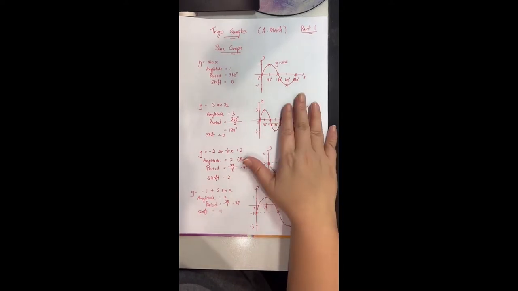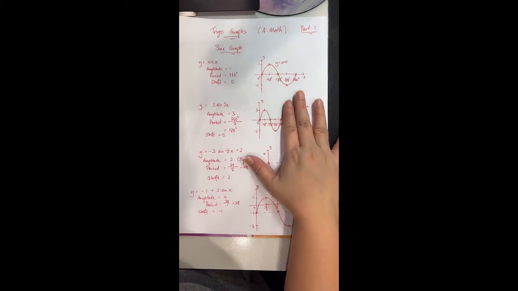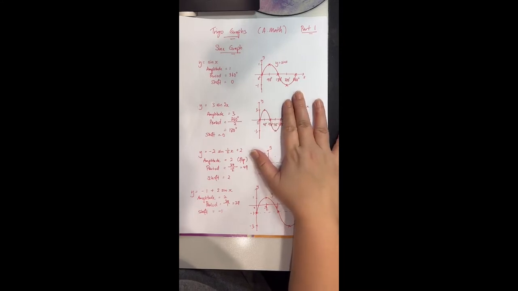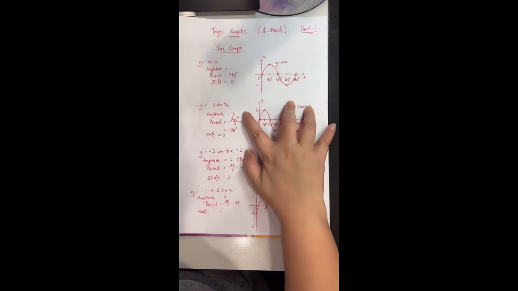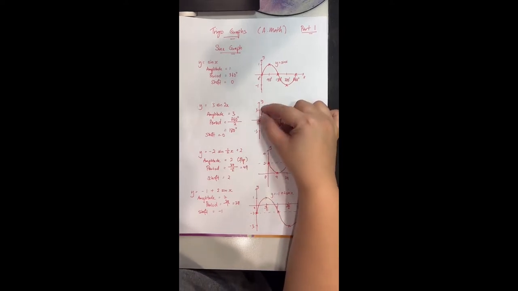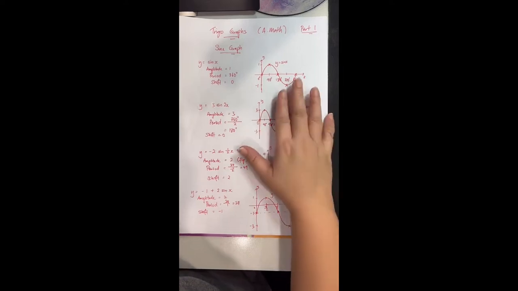We always draw 1 cycle at a time. So I mark out 180 first, cut into 4 parts, 4 intervals. So I know that one small interval will be 45. So 45, 90, 135, 180. And you have to put in your maximum and your minimum. In this case, there's no shift. Since amplitude is 3, the thickness of your graph is 3. So you see, the max is 3, the minimum is minus 3.